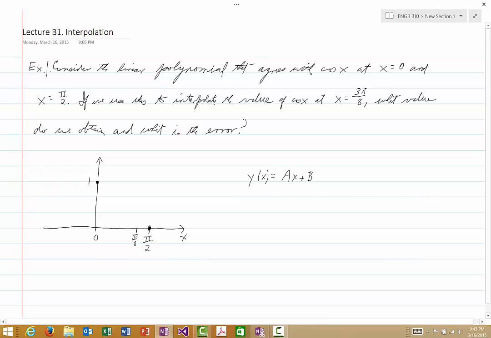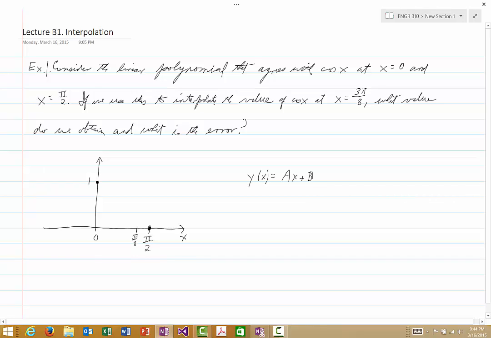We have two unknowns, a and b, so we can solve for a and b, and this will be our interpolating function right here. Once we find a and b, then we'll have our interpolating function, and then we can stick in x equals 3 pi over 8 to see what the interpolated value of the function cosine x will be at x equals 3 pi over 8.